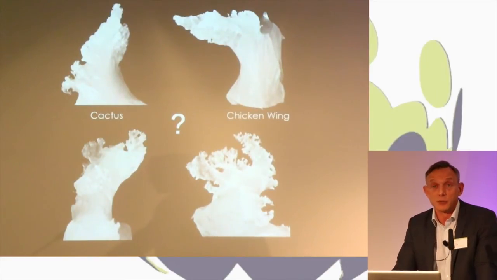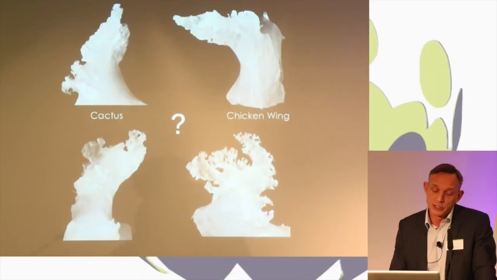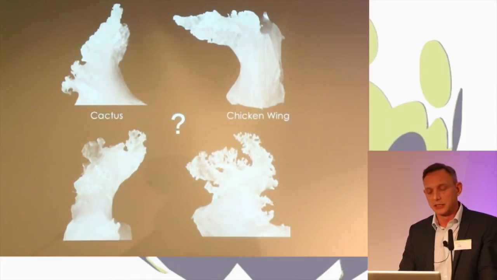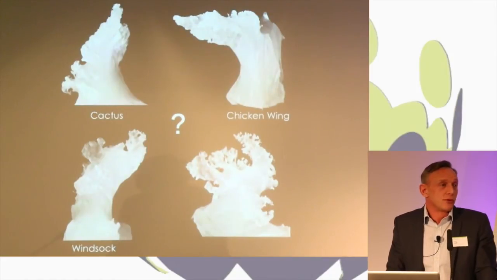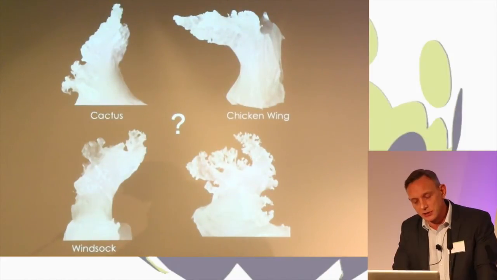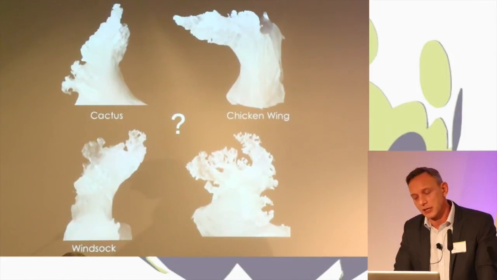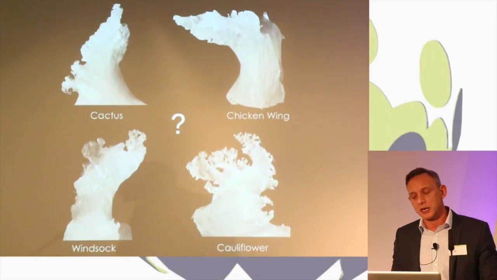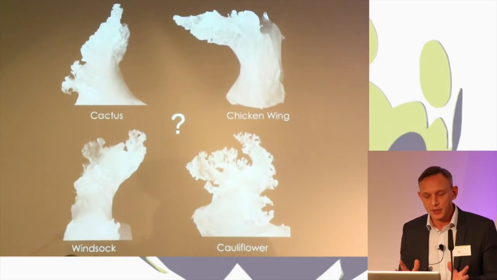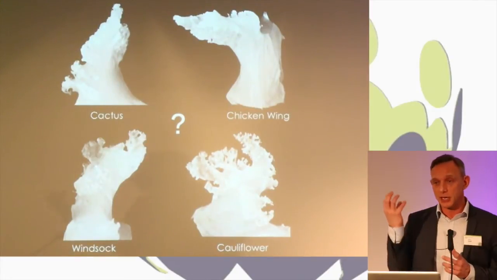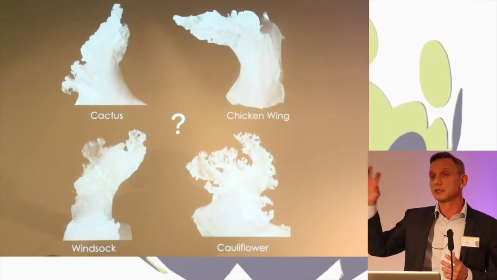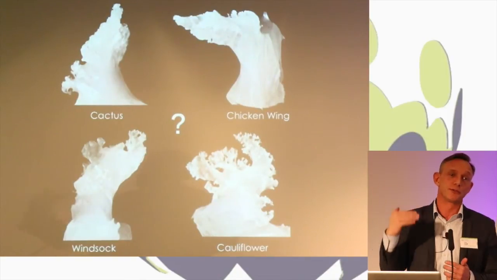You've got the chicken wing here, which has a major bend in the appendage. This one, I guess you'd describe as more of a windsock. It's quite a simple appendage, and this one much more complicated branching pattern. Now, in fact, these are all the same appendage. This is the same endocast, which we've taken different images of, different views of.